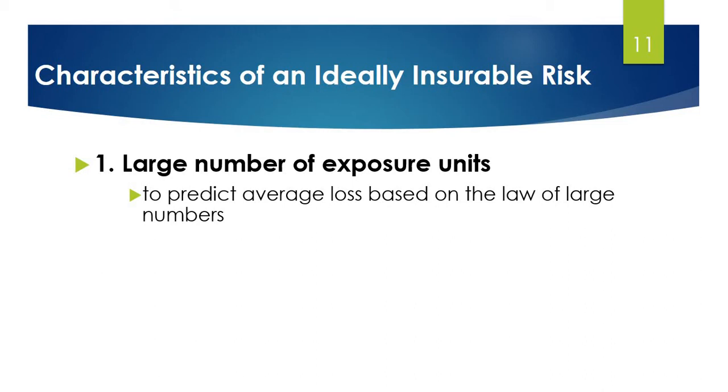The first characteristic of an ideally insurable risk is a large number of exposure units. It means the insurance company will deal with a large number of insurance policyholders. It will help them to predict average loss based on the law of large numbers.